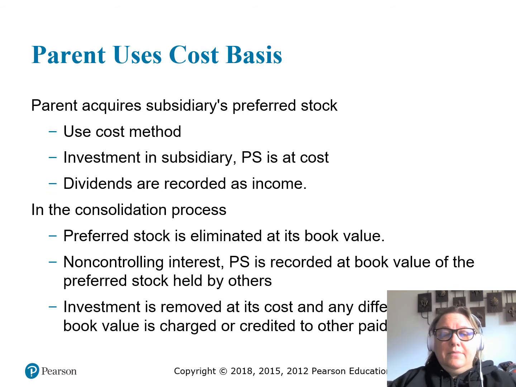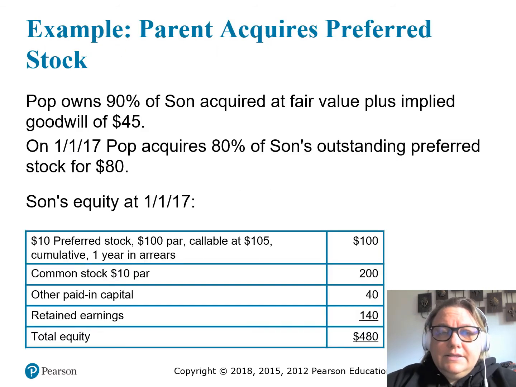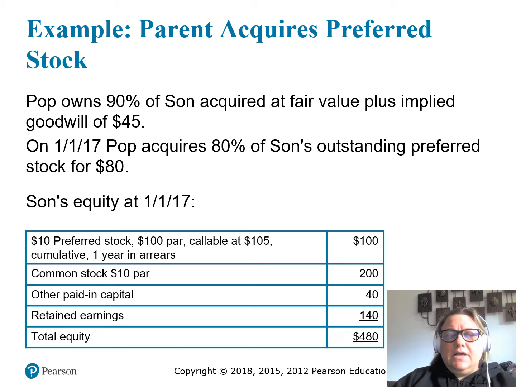All right, I'm going to let you read this about the cost basis. Okay, so let's look at this parent acquiring preferred stock. Pop owns 90% of Sun, acquired at fair value plus an implied value of 45. All right. Pop acquires 80% of Sun's outstanding preferred stock for 80. And then here's a little look at Sun's equity at the beginning of the year. So we've got some preferred stock. It is callable. And there's 1 year in arrears.